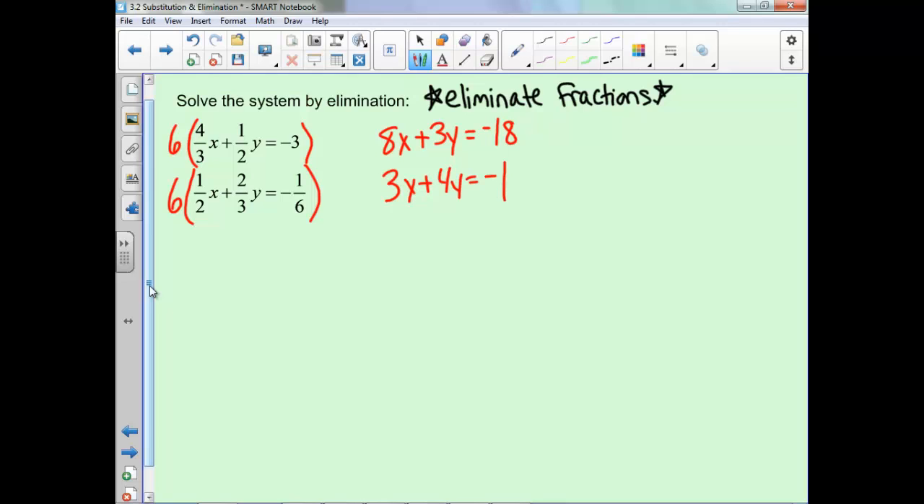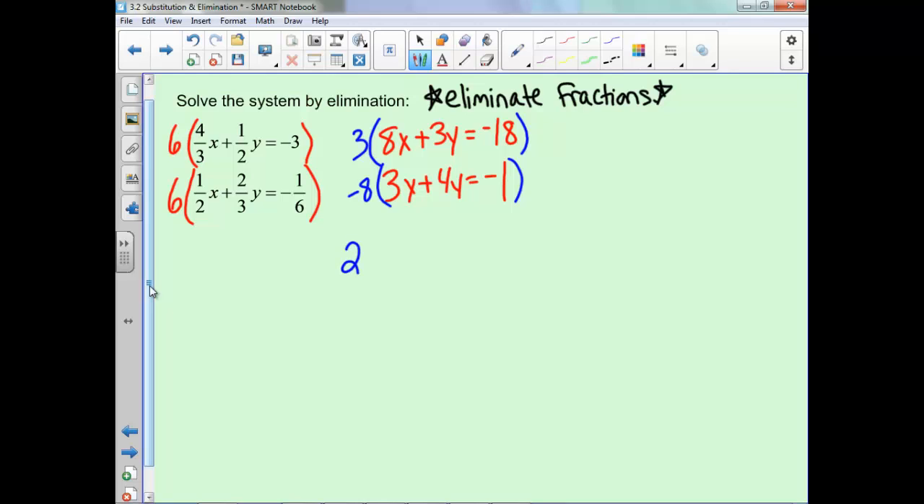now at least these look a little easier. We don't have our fractions. However, we still don't have any coefficients that match up. So what we need to do is multiply both equations by a number to get our coefficients to even out. And it doesn't matter whether you want to work with the x's or the y's. I'm going to go ahead and work with the x's. And notice we can get our x's to 24. So let's multiply this by 3, and this one by a negative 8.